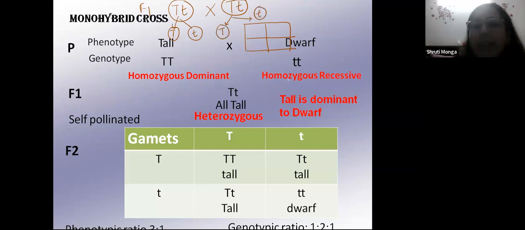Now we have to write the gametes. How do we write the gametes? This is the formation known as the Punnett square, in which you actually calculate the probability of plants. So this is the F2 generation I'm calculating. How am I going to write it? One second.